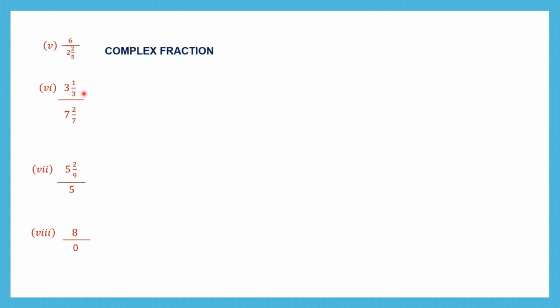Question 6. We have 3 1/3 in the numerator and in the denominator we have 7 2/7. So this is also a complex fraction. Question 7. 5 2/9 is the numerator and denominator is 5. So since we have a mixed fraction here, this is a complex fraction. Question 8. 8 by 0. The denominator is 0. So this is neither a simple fraction nor a complex fraction.